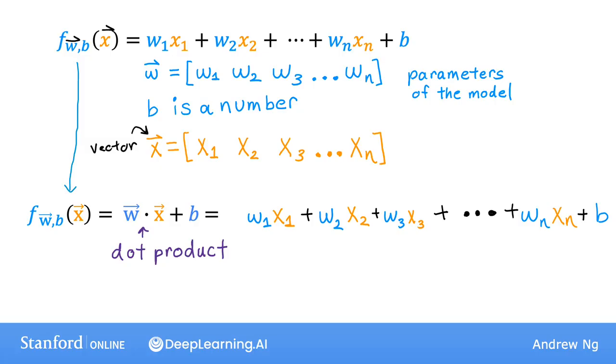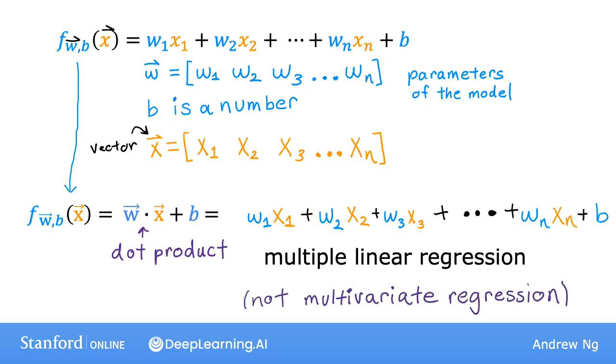The name for this type of linear regression model with multiple input features is multiple linear regression. This is in contrast to univariate regression, which had just one feature. And by the way, you might think this algorithm is called multivariate regression, but that term actually refers to something else that we won't be using here. So I'm going to refer to this model as multiple linear regression. And so that's it for linear regression with multiple features, which is also called multiple linear regression.